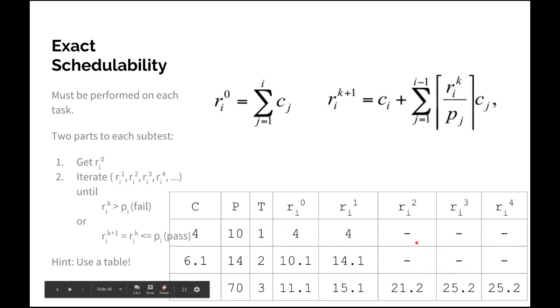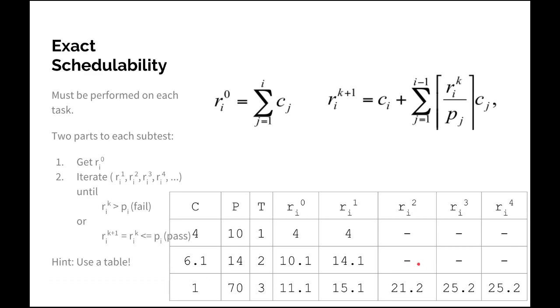And this is why it's actually important for you to test every single task. Even though this 25.2 is less than the period for task 3, and task 3 is schedulable, because task 2 is not schedulable, our entire task set does not work.